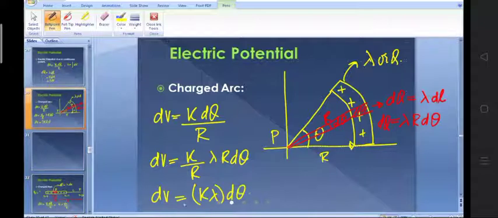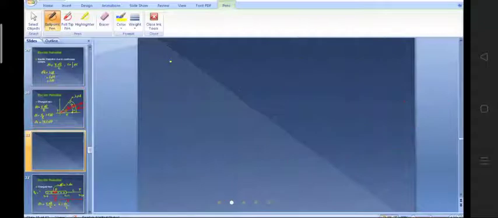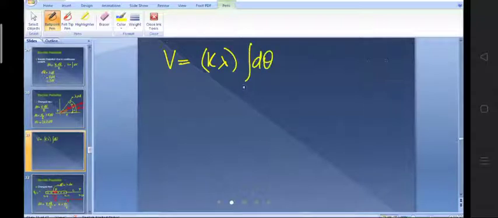Okay. Now out of these, this k and lambda, both are constants. And what's variable is this d theta. Okay. So this d theta is a variable. So v will be equal to what? It will be equal to k into lambda into integration of d theta. Okay, limits of integration will be simply from 0 to theta.